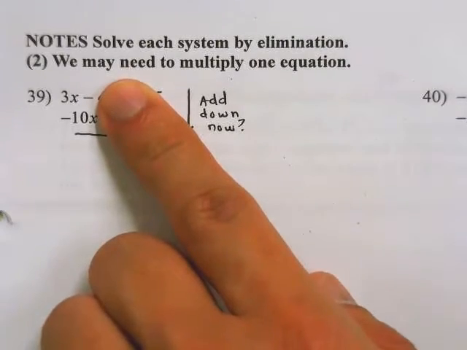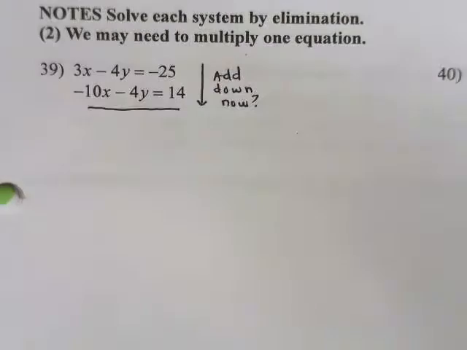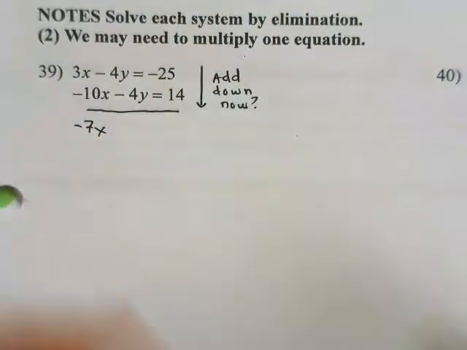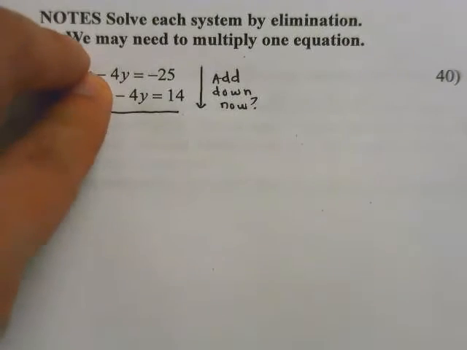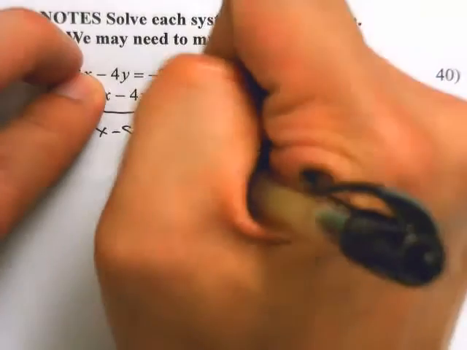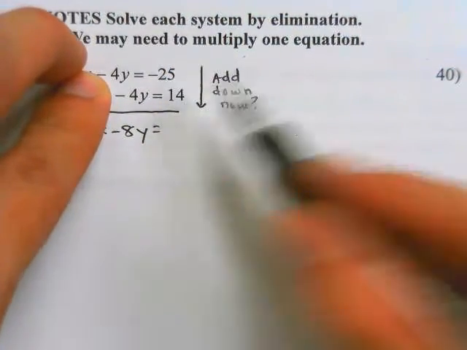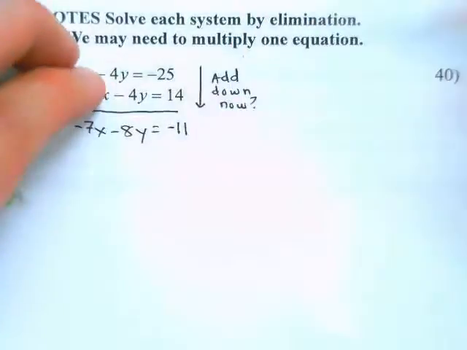I mean, negative 3x, 3x minus 10x, what is that? Negative 7x. Okay. Be careful. Some people think negative 4 minus 4 is 0. Do they zero out? They don't. What is negative 4 minus 4? Negative 8. So this is negative 8y. And then someone help me with negative 25 plus 14. What is that? Negative 11. Thank you.